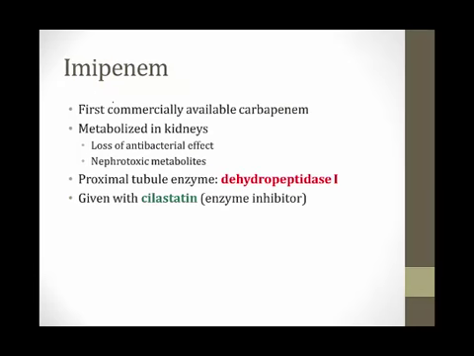Imipenem was the first commercially available carbapenem. However, it had a unique problem in that it was metabolized in the kidneys. This led to a loss of its antibacterial effect. It also led to production of nephrotoxic metabolites. The enzyme in the kidneys that metabolizes imipenem is called dihydropeptidase 1. So for this reason, imipenem was given with cilastatin, which was an inhibitor of dihydropeptidase 1, and that led to improved effects and less toxicity. Imipenem is the only carbapenem that has this issue. With the other drugs, you do not need to give them with cilastatin.